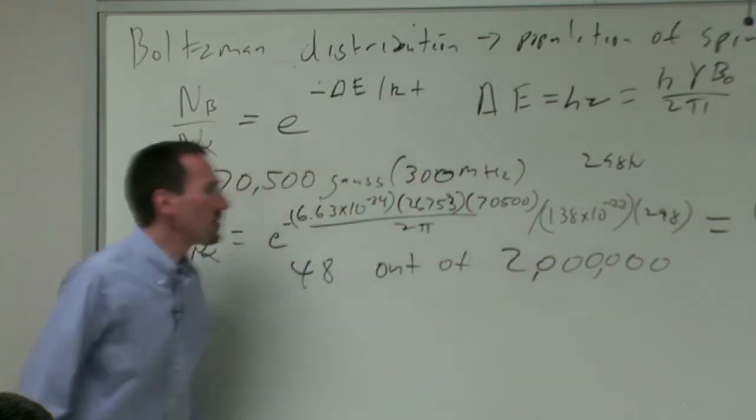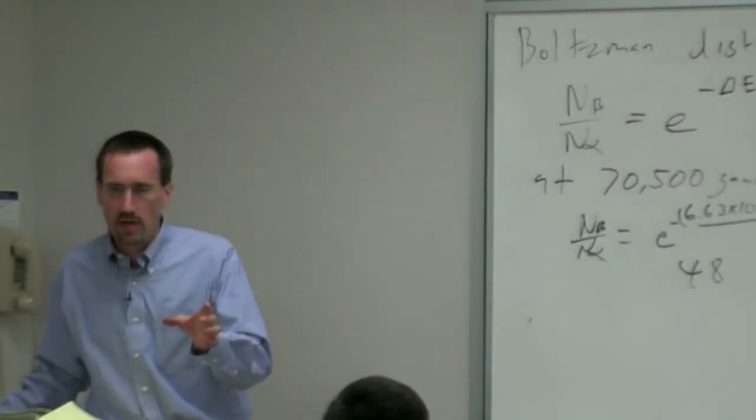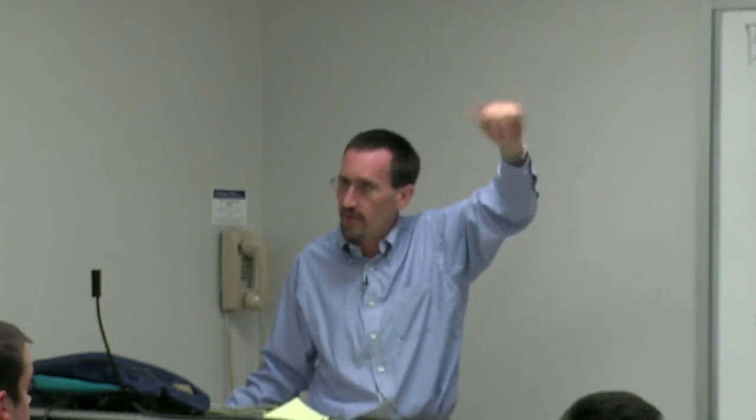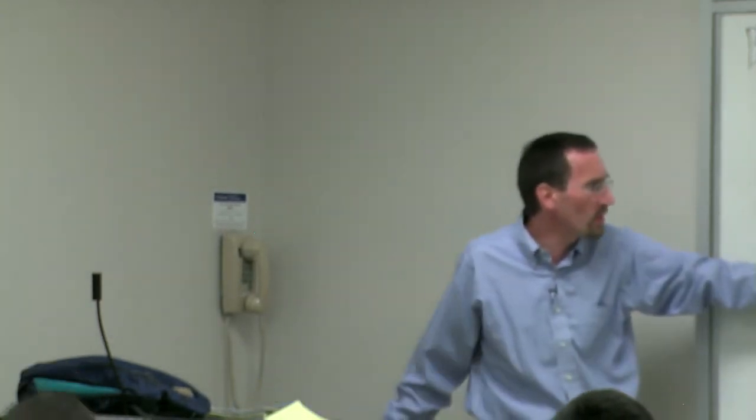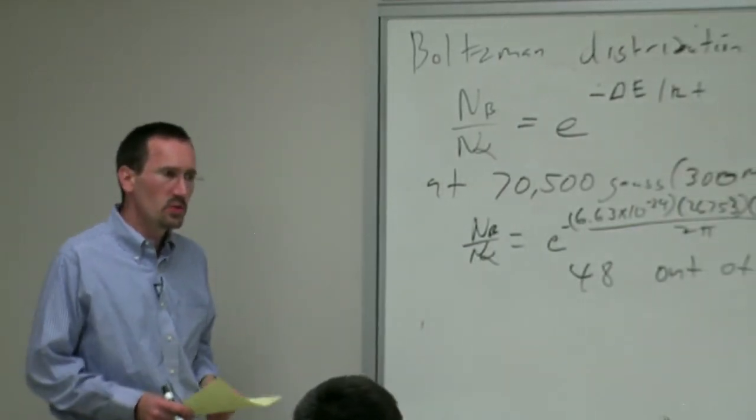in the lower state. So where all of your carbonyls are available to absorb a photon, because remember, when you apply a photon, it can either kick a nucleus up from the alpha state to the beta state, or down from the beta state to the alpha state. So it's only that differential population, only that 48 out of 2 million, that are available to absorb.